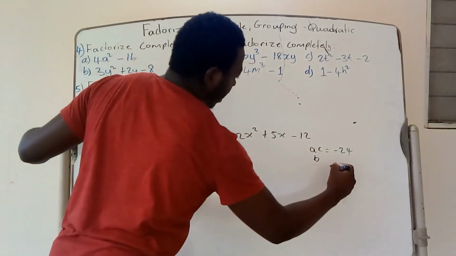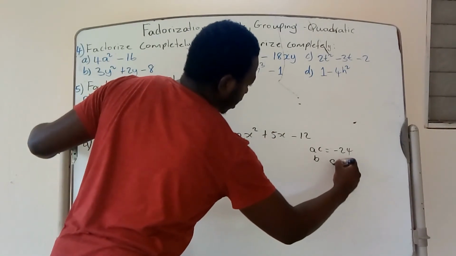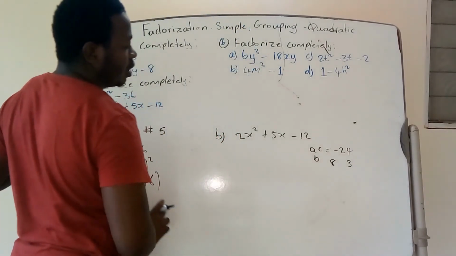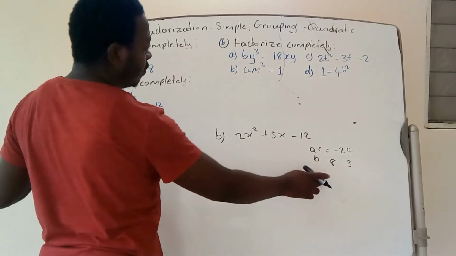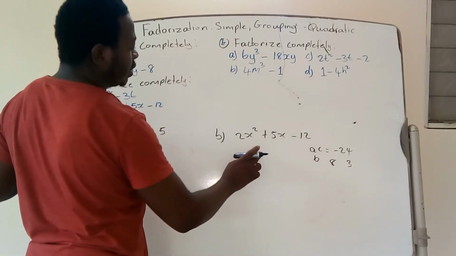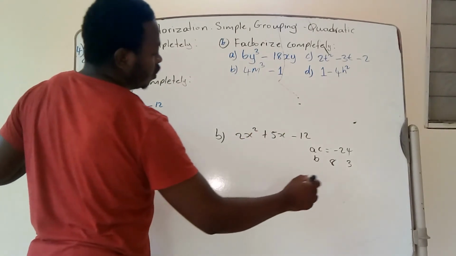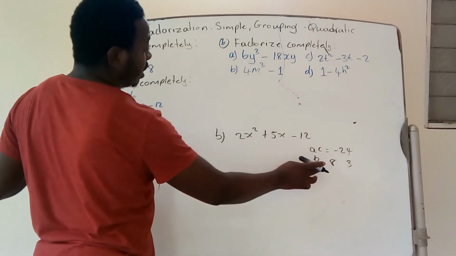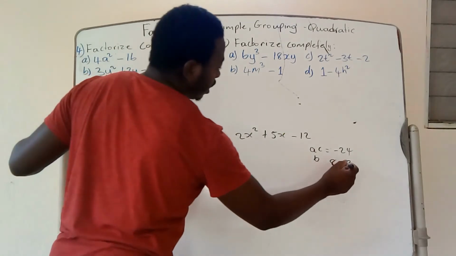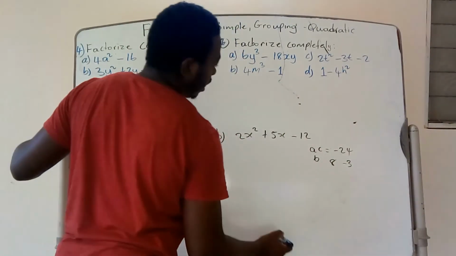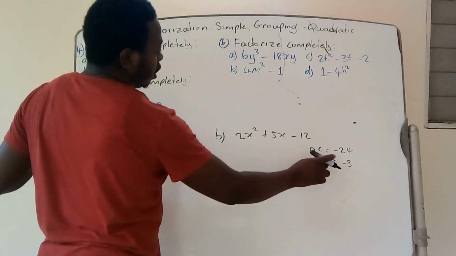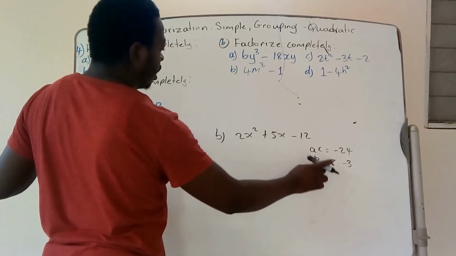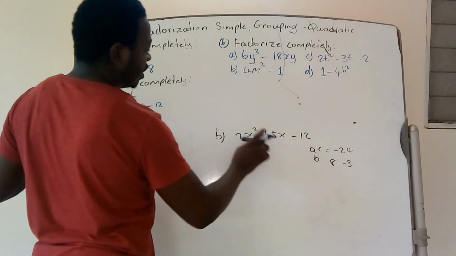We know that 8 and 3. 3 eights is 24, right? But we want negative 24. But we also want a positive 5. So if I put the negative in front of the 8, I am actually going to get a negative 5. So I have to put the negative in front of the 3, right? So 8 times negative 3, that's negative 24. 8 minus 3, that's positive 5.